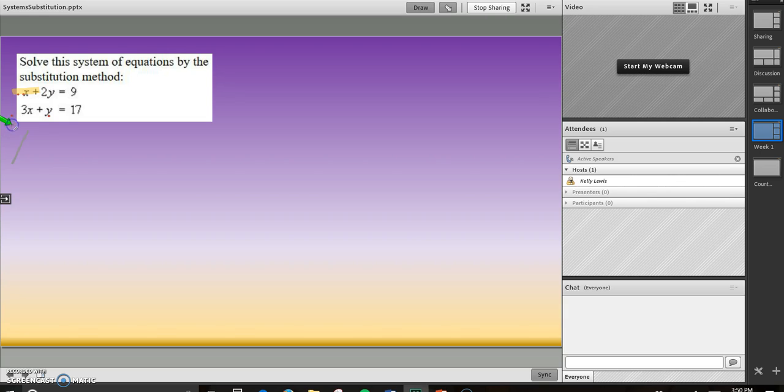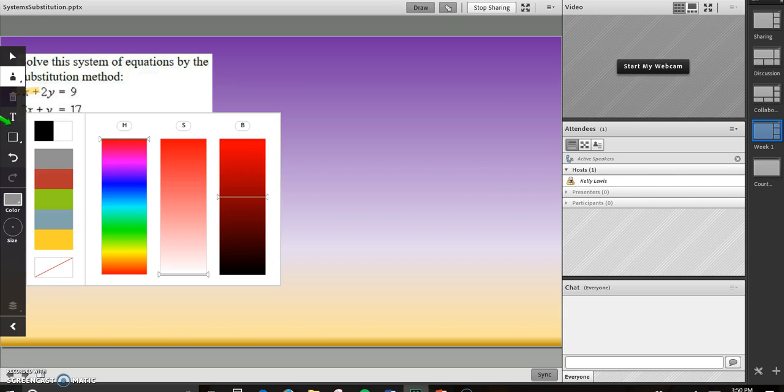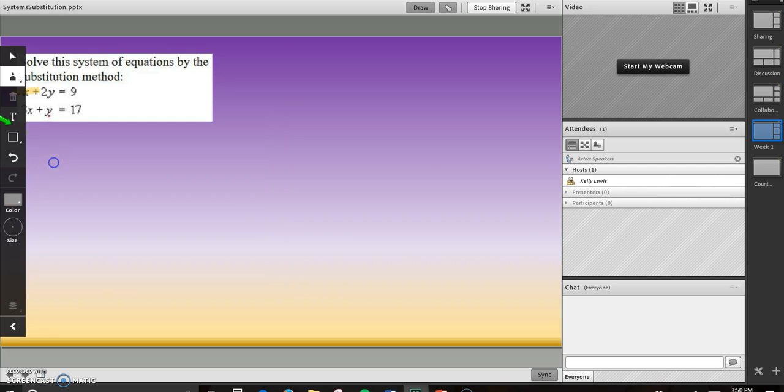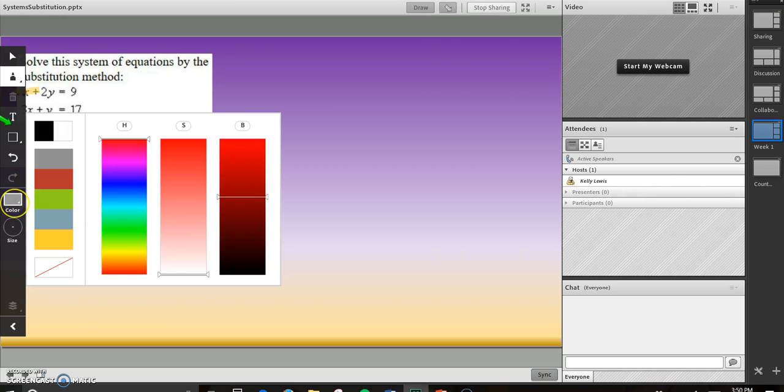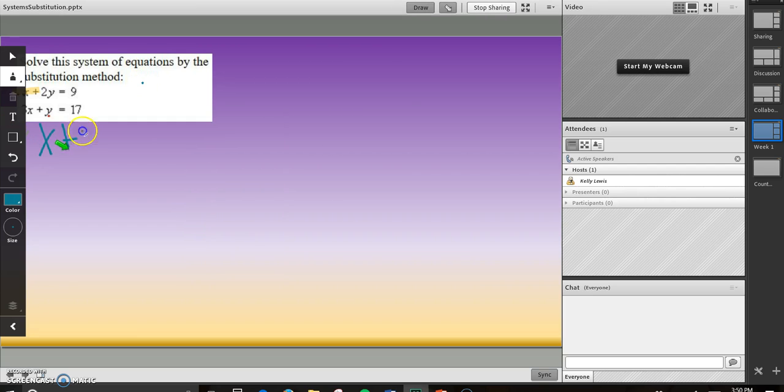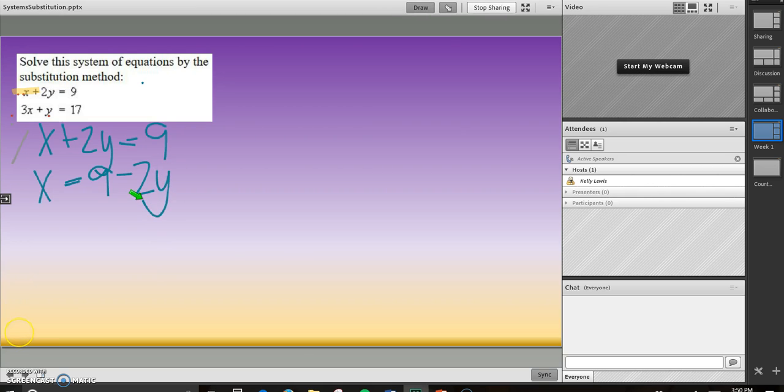All right, so I have x plus 2y equals 9. I want x by itself, so I'm going to get x equals 9 minus 2y. So everywhere right here, I'm going to pop in this guy right there.